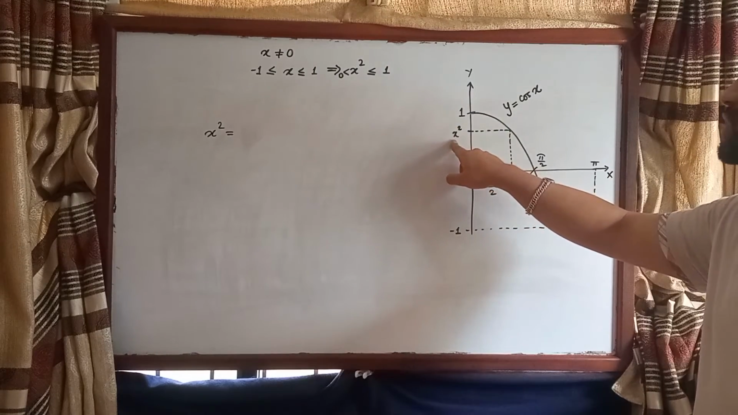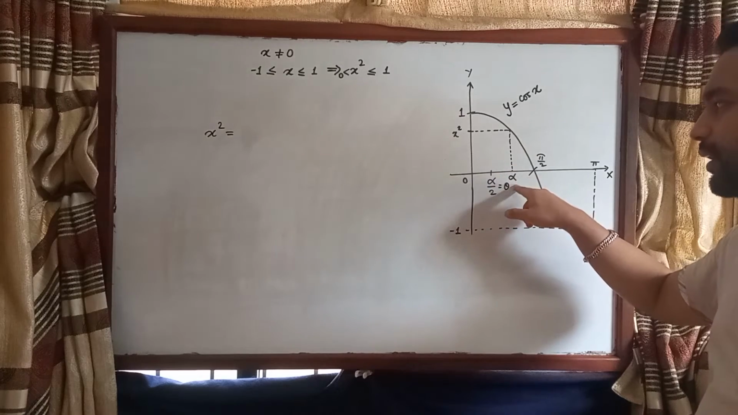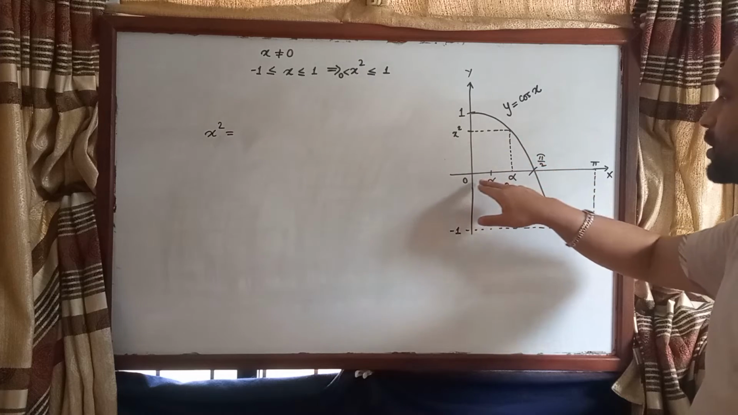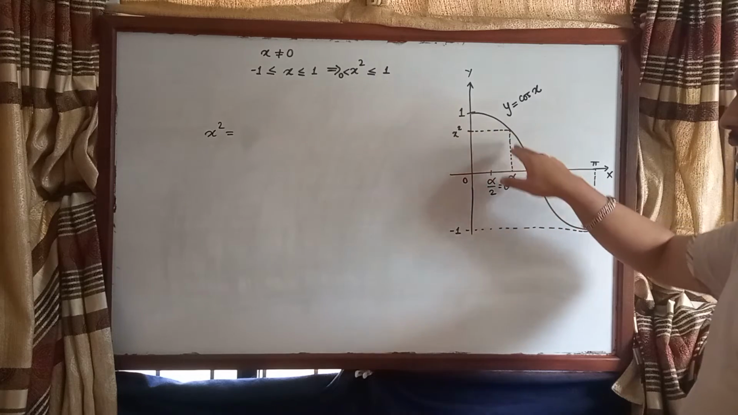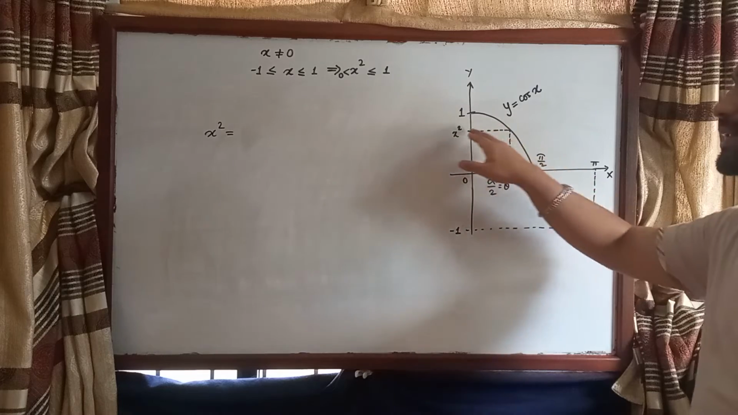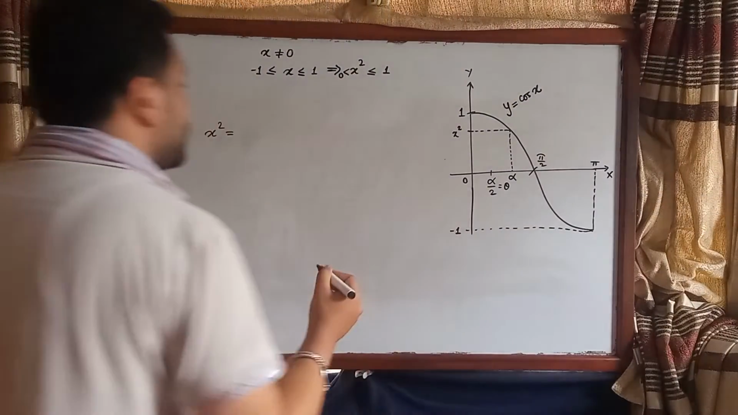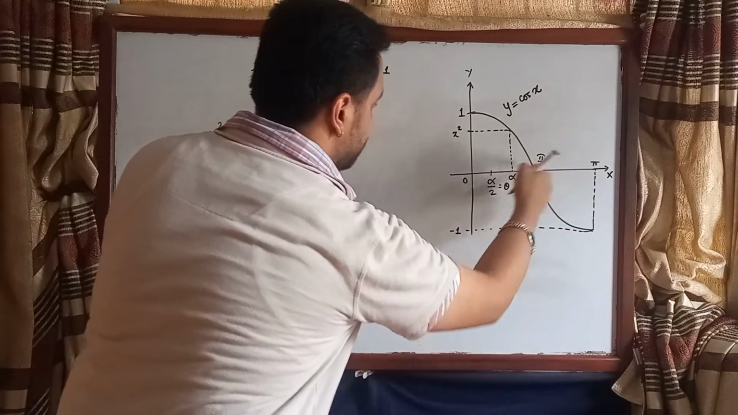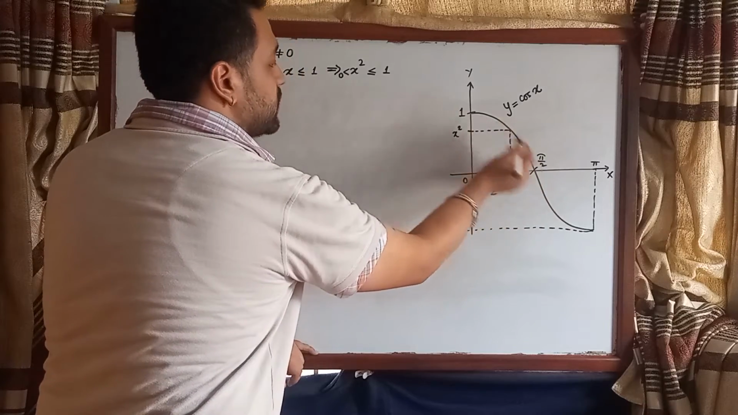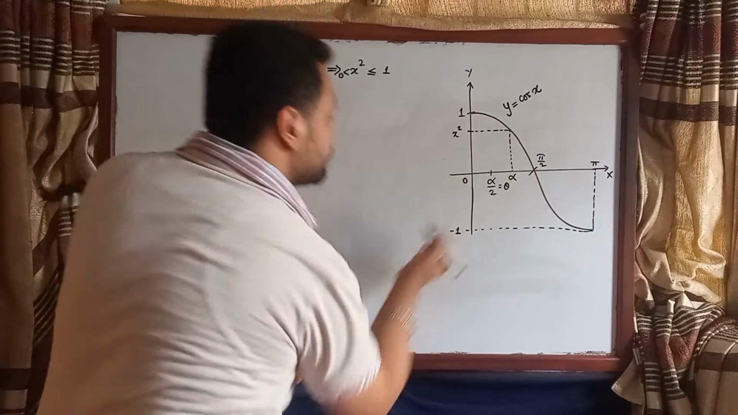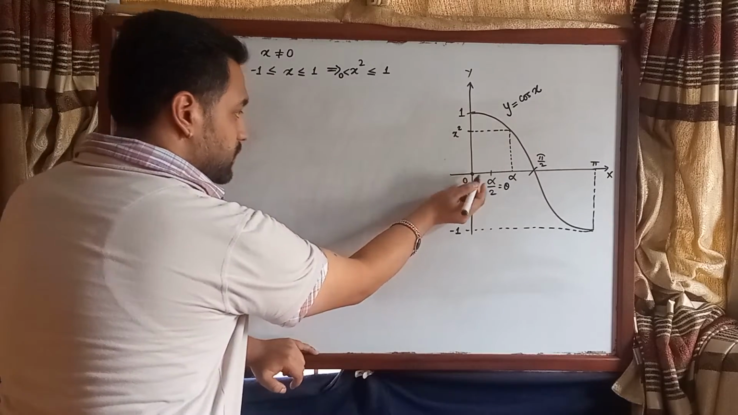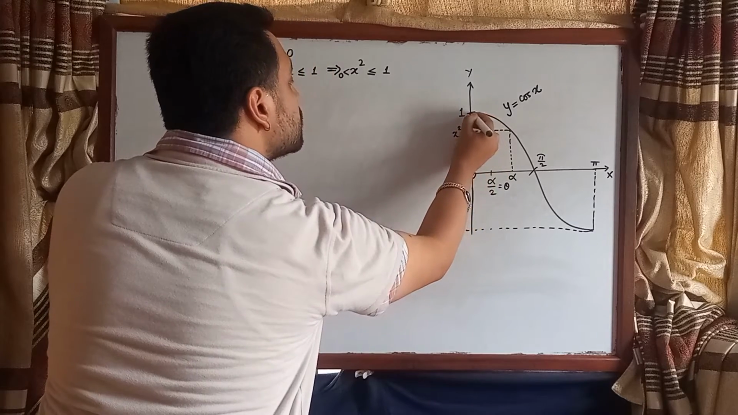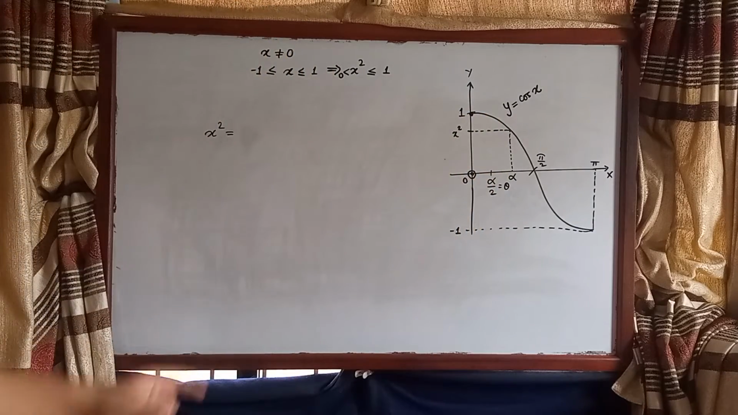So to this x squared we can find some alpha such that cosine of alpha is equal to x squared. It's clearly indicated in this diagram. So we can find alpha between 0 and pi by 2, and alpha is not equal to pi by 2 because x is not equal to 0.